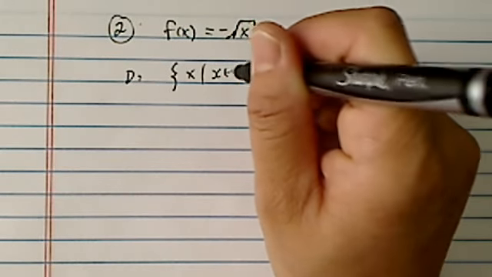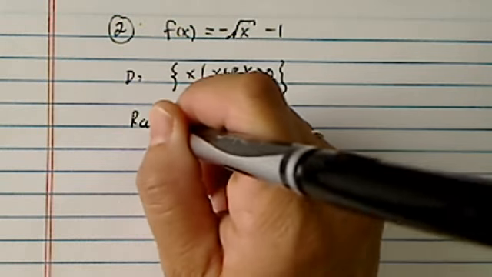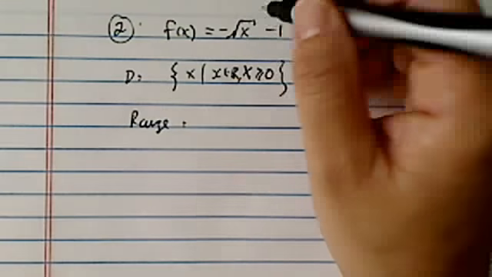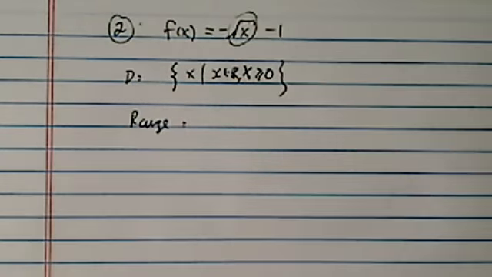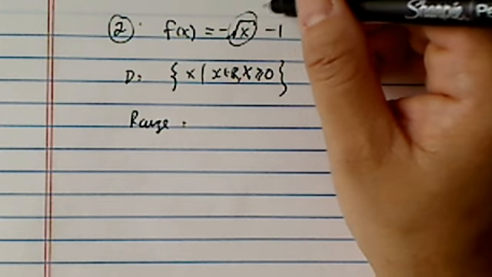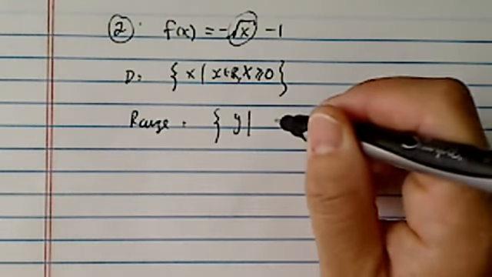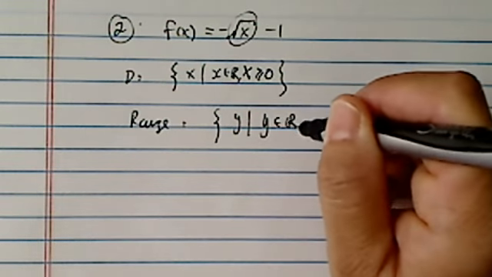x belongs to the real numbers, x greater than or equal to 0. Okay, range, it's all possible y's. Now, this radical chunk is going to be at best equal to 0, and from there it's going to get more and more negative. Okay, so the range is y belongs to the real numbers.